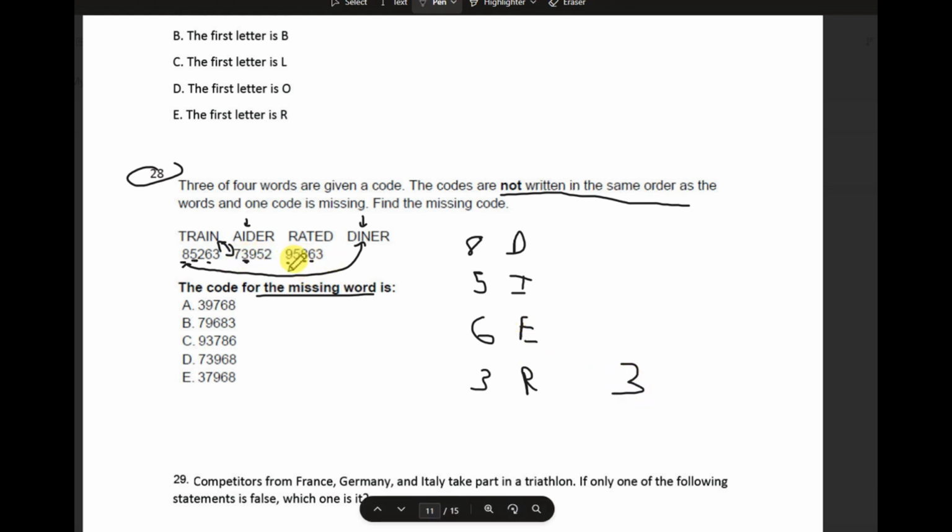A is 9, and T is 7, according to this code right here, and E is 6, and then D is 8. So there you go, option A.